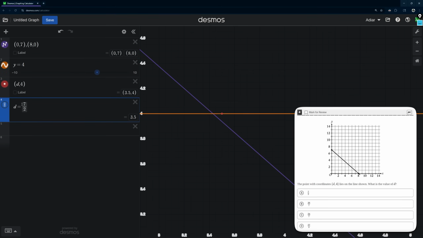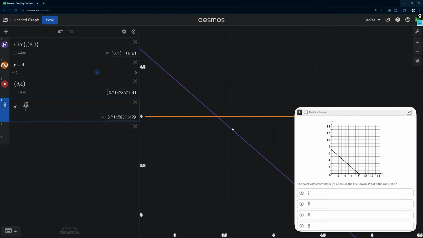So the second choice is 26 over 7. And that does not look right at all either. And option C is 24 over 7. And that looks exactly right. However, it could be deceiving us just a little bit. So I'm just going to try the last one to make sure. 27 over 8. Yeah, and that is off. So the correct answer would just be 24 over 7.